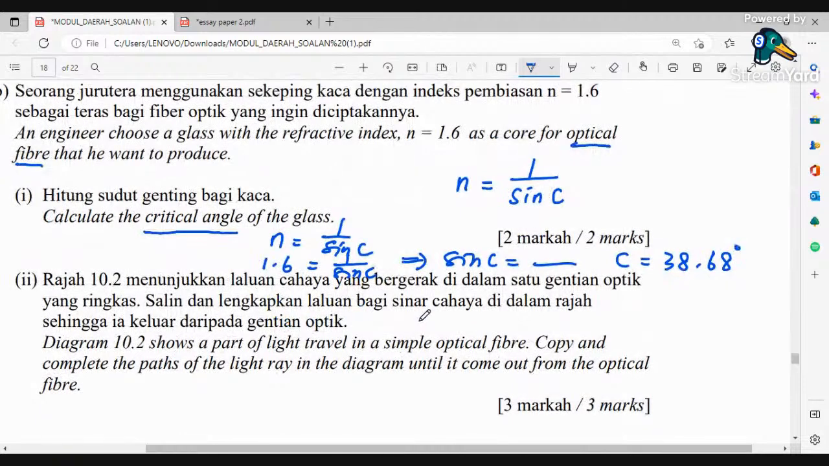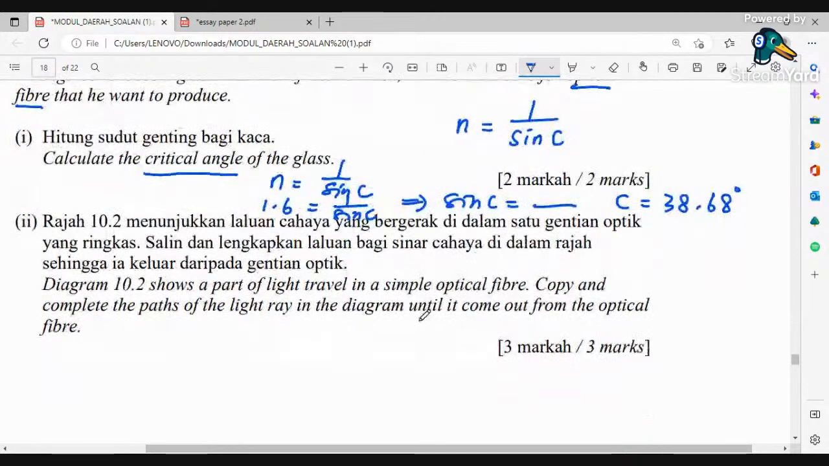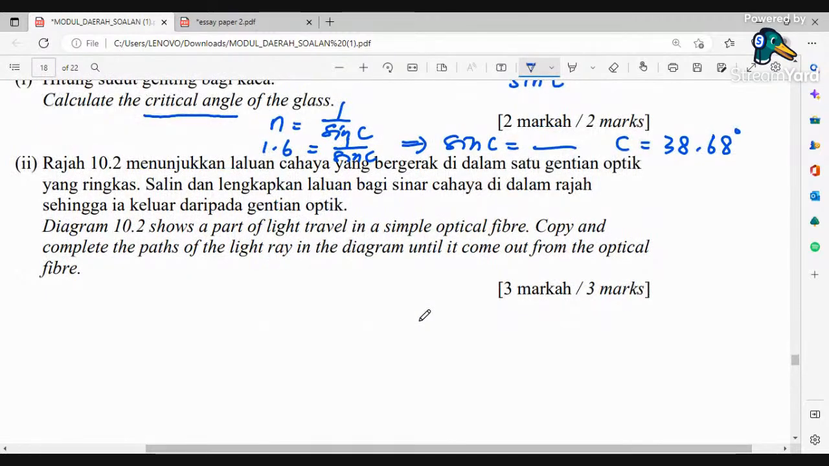Okay, part 2. Diagram 10.2 shows the path of light travelling in a simple optical fiber. Copy and complete the path of the light ray in the diagram until it comes out from the optical fiber. 3 marks. Drawing, drawing.